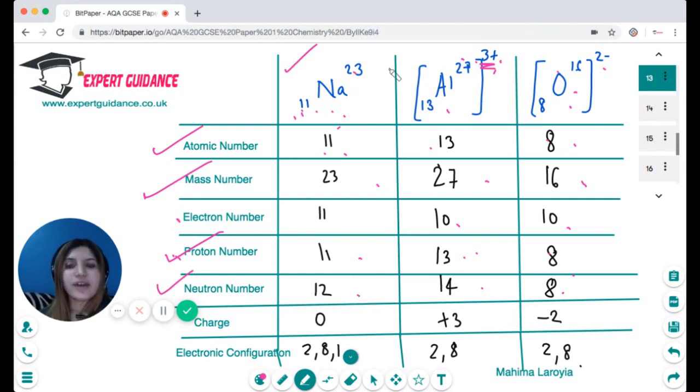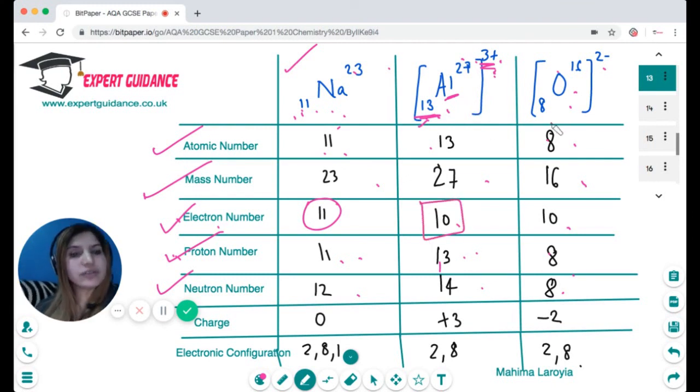Now the first case is an atom, so it will have an equal number of proton and electron. So I'll fill 11 in this column. But in the second case, the proton number and electron number will not be the same because aluminium has lost 3 electrons. So if it would have been an atom, it should have 13 electrons, but now it has lost 3 electrons. So 13 minus 3, it now has 10 electrons. In the oxygen case, it should have 8 electrons, but now it has a 2 minus charge. It means it has gained 2 extra electrons. So now it has 10 electrons.